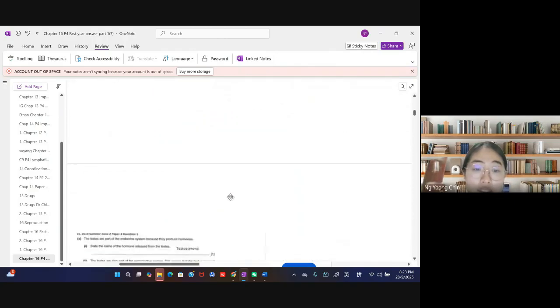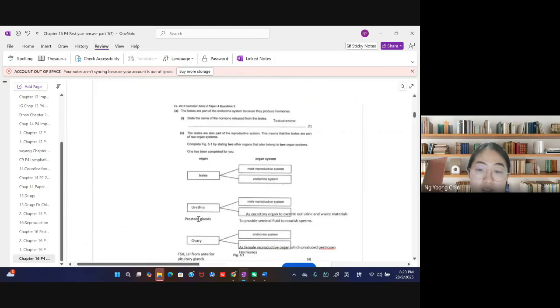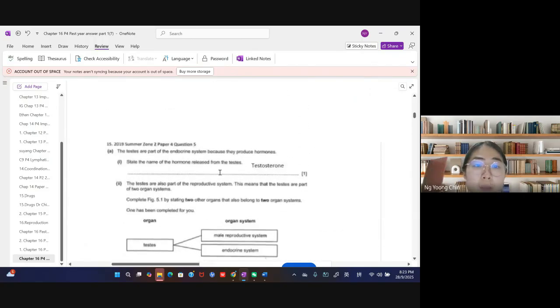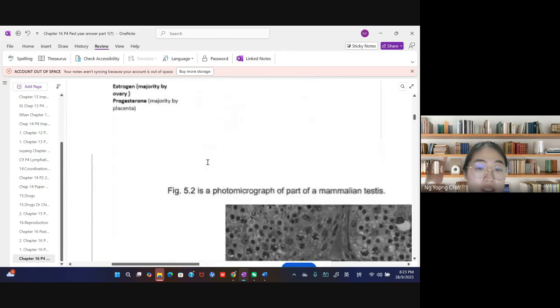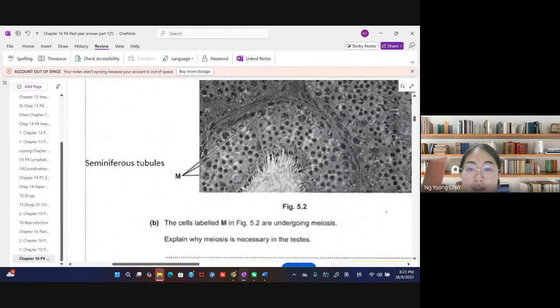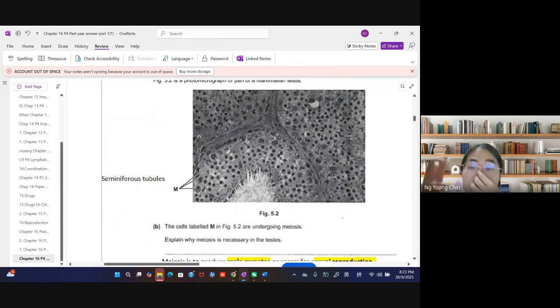Let me show you another question. Okay, for this one, we haven't talked about hormones first, sorry. Okay. What is this? This is actually the testis, you know, in the male reproductive organs is the testis. Testis is a place which produces sperm. Okay, so this is a place that produces sperm.